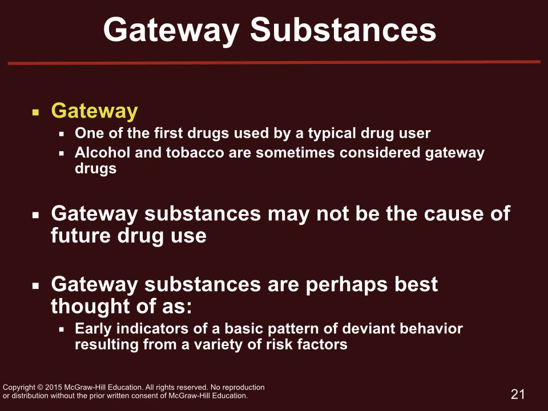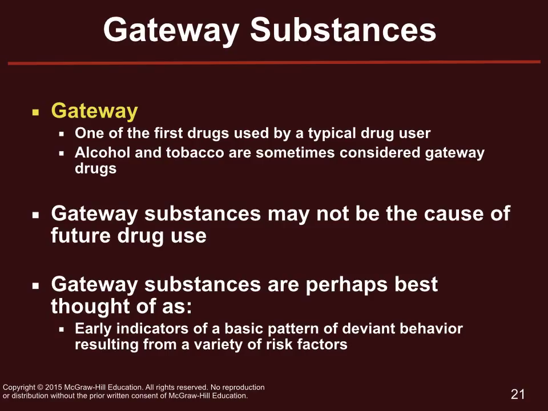So a couple of other terms that you may have heard related to drug use include gateway substances. This came into popular use, and the perception is that a gateway drug is one of the first drugs that a typical drug user will encounter. Alcohol and tobacco are usually the ones that are considered most likely here. We don't really see a strong statistical relationship between the use of alcohol or tobacco and progression to other or more dangerous kinds of drugs.